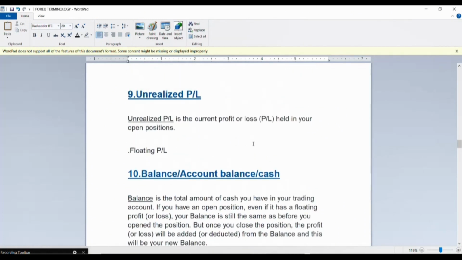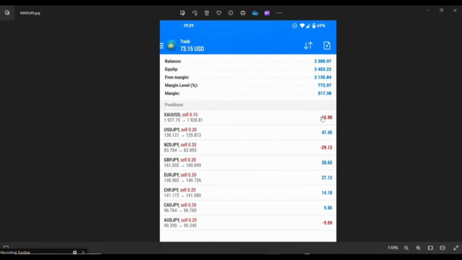Unrealized profit or floating profit. Unrealized profit equals the sum of your open positions. It could be profit or it could be losses. Let me show you. This is what we call unrealized profit. This is unrealized profit because these trades are not yet closed, so they are still floating. Unless you close all of these trades, you are not yet in profit because you can still lose all of this money. So this money is unrealized. Until it is closed, it is unrealized. It is not yet your money.